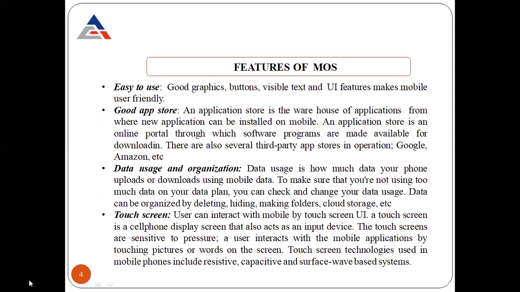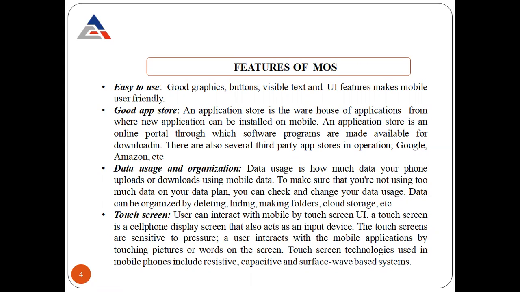So let's start one by one. Easy to use: good graphics, button, visible text, and user interface features make a mobile user friendly. Definitely, if the alphabets on your mobile are very clear to you, and all the buttons that we have used in our mobile application have good visibility, it is easy for you to access it. And all the graphics that we have used in our mobile phone are attractive. Definitely, you go for that particular mobile. So these are the important features of the mobile, and that will make it easy to use.